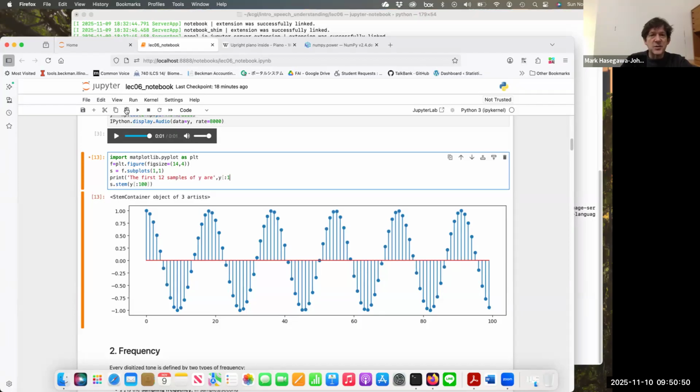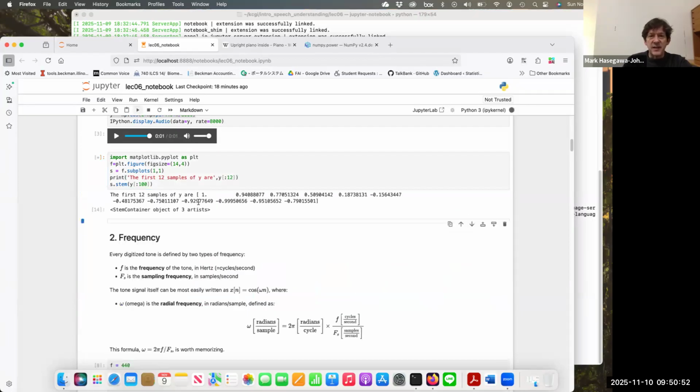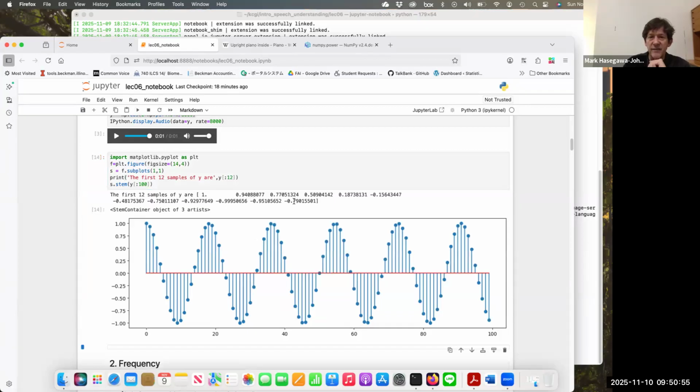Let's just print out the first 12 samples of Y. You can see that the first 12 samples are 1, and then 0.94, 0.77, 0.5, 0.18, minus 0.16, minus 0.48. If you look at the plot here, we can see 1, 0.94, 0.77, 0.51, 0.18, minus 0.16, and so on. So this is what's actually being stored in the computer when we hear an A440. It's just these samples that are being played back, 8,000 samples per second are being played back from the loudspeaker.